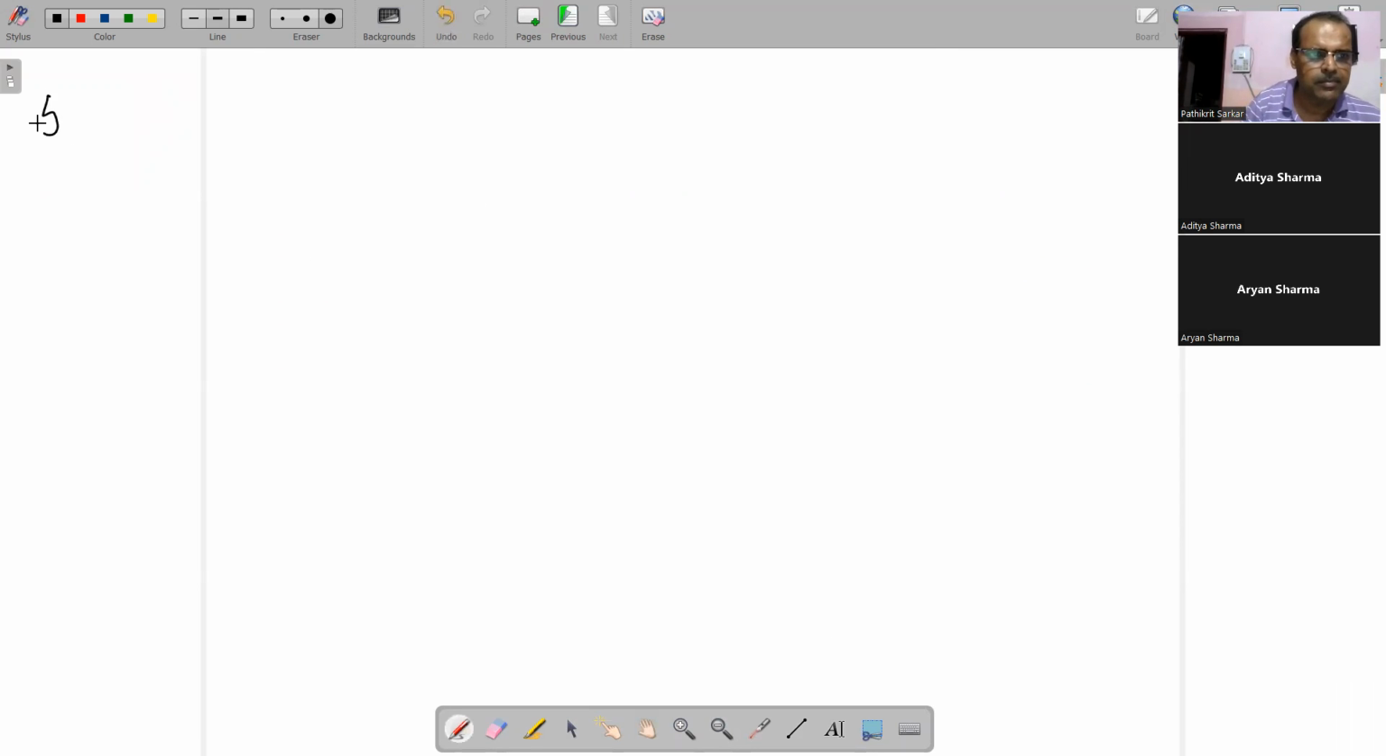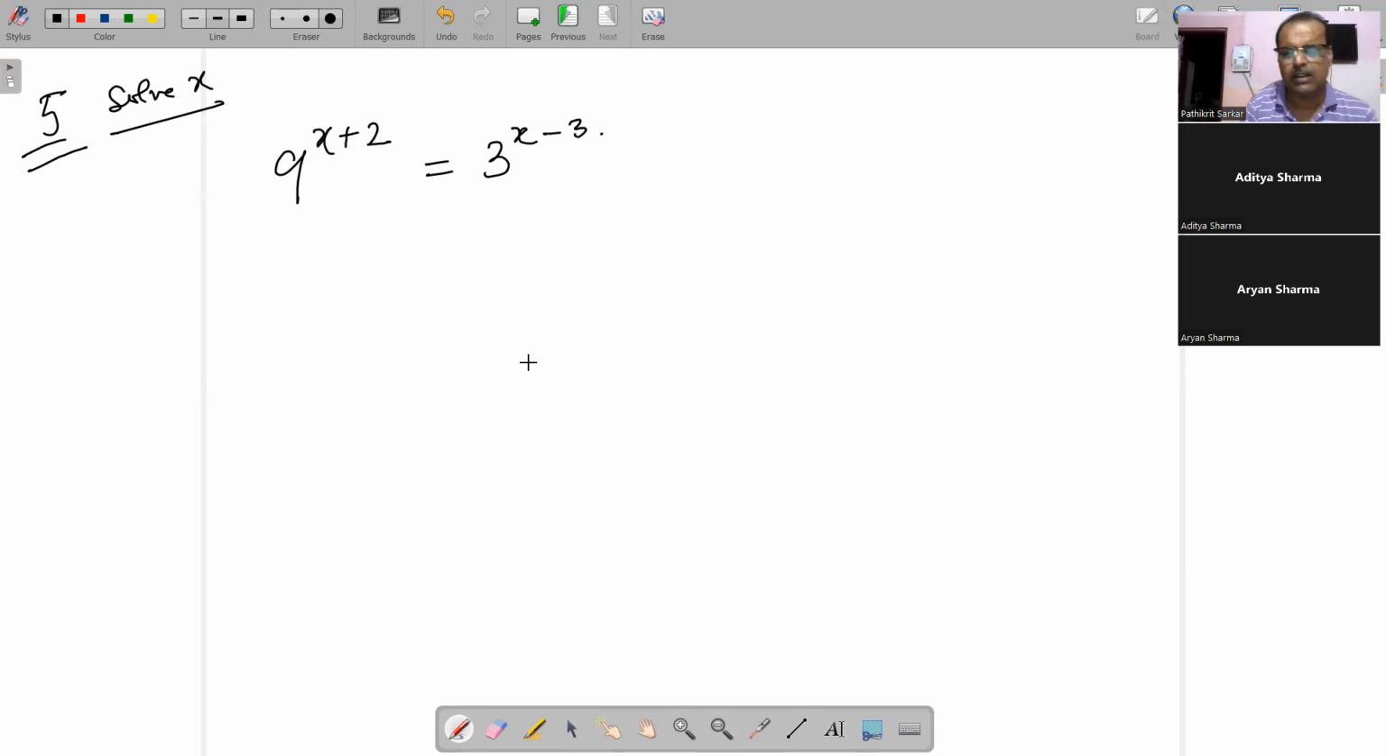क्वेश्चन नंबर 5. सर एक प्रॉब्लम दिया गया, सॉल्व एक्स, इसे भी सॉल्व करने के लिए बताया. वहां पर सर वैल्यू बताया 9 to the power x plus 2, and that is equal to, they have given 3 to the power x minus 3. इस वैल्यू को सॉल्व करने के लिए बताया. So इसका हम क्या लिख सकते हैं, this is, we can write 3 to the power x into 3 to the power minus 3.